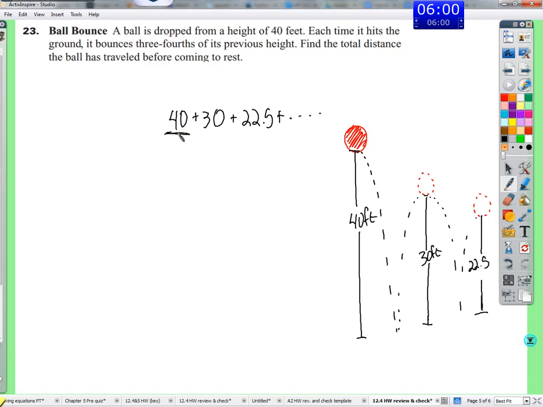Well, it starts at 40. And what's r? 3/4. We're multiplying by 3/4 every time. S equals a sub 1, which is 40, over 1 minus 3/4, which is r. 1 minus 3/4 is 1/4. So 40 over 1/4, 40 times 4, which is 160.